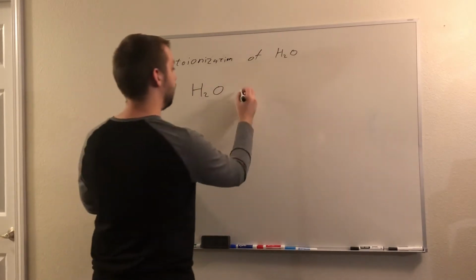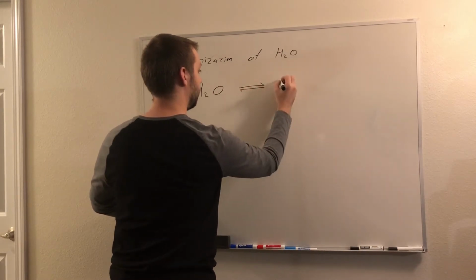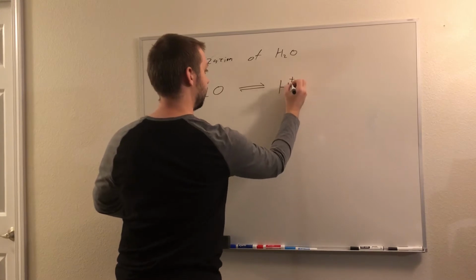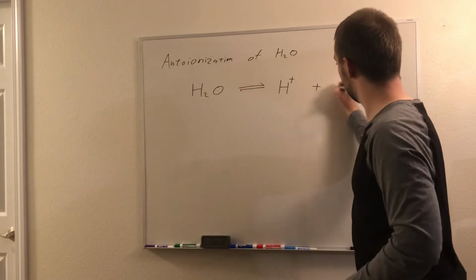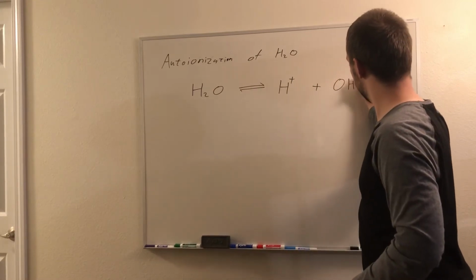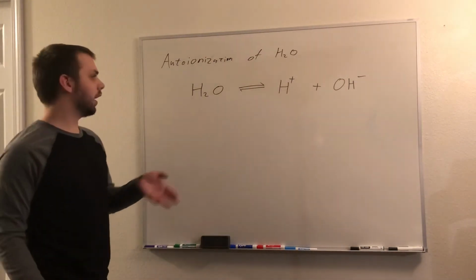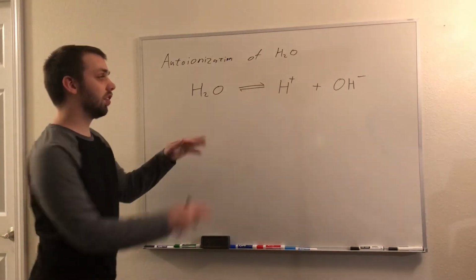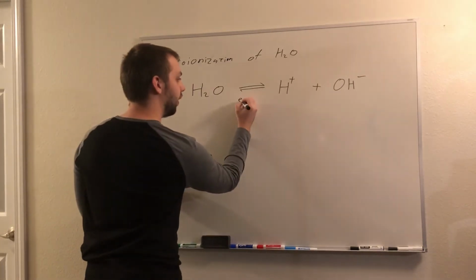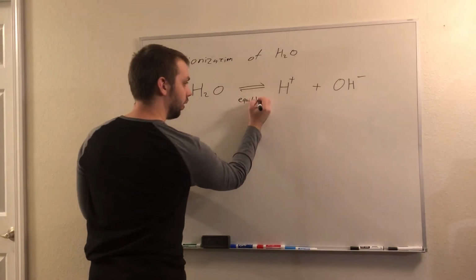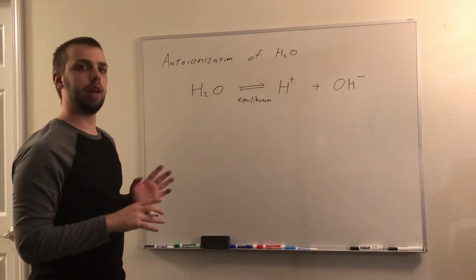like that, and that can form a hydrogen ion and a hydroxide anion. And you might not have seen this symbol before. This just means the reaction can go in either way. It means it's in equilibrium. But don't worry too much about that. That'll be covered later, I'm sure.